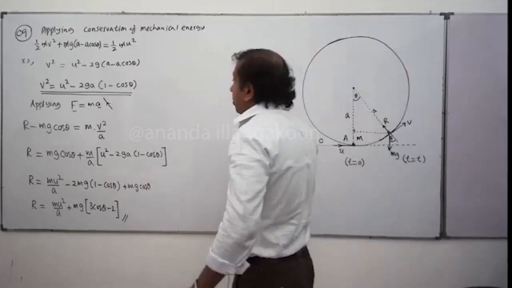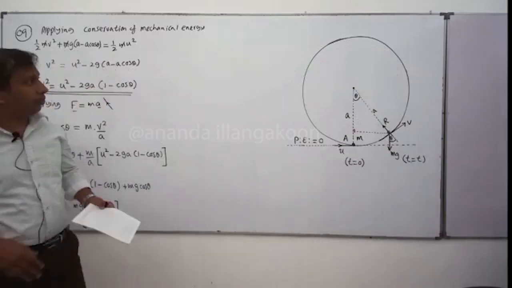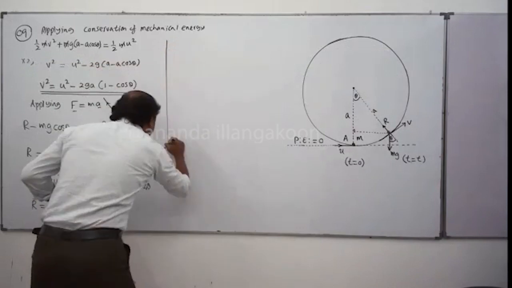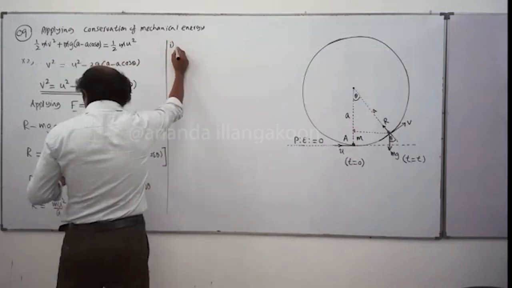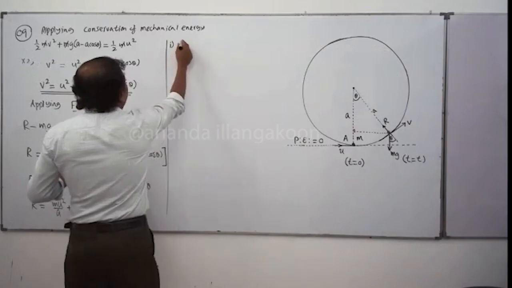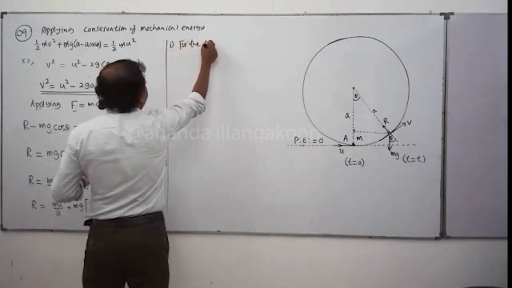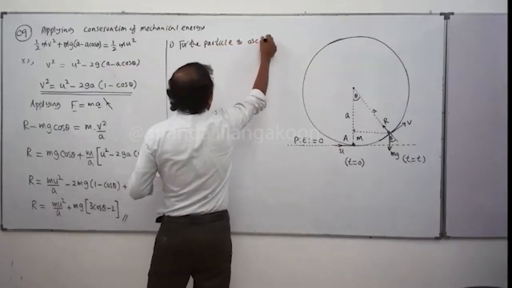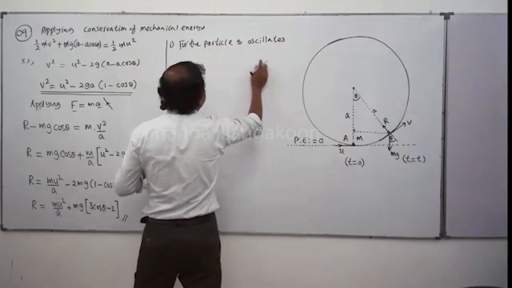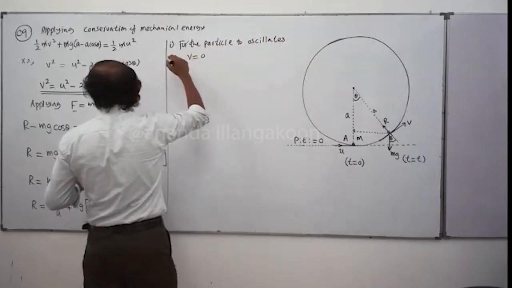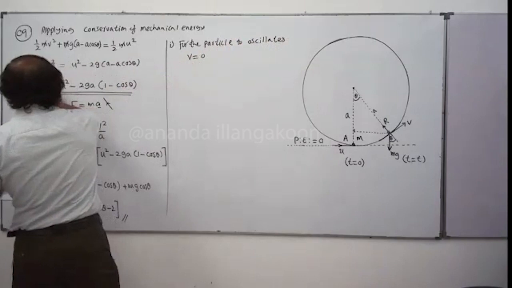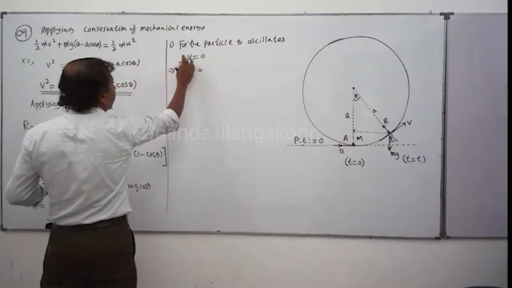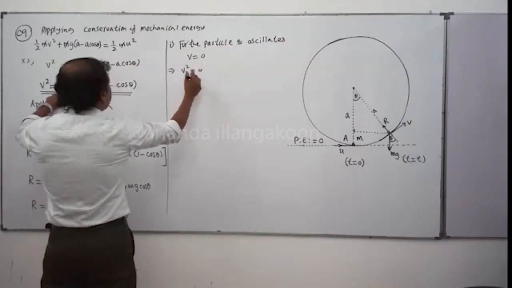Now the first condition we can obtain like this. Number 1, for the particle to oscillate, this should be 0. That means v equals 0, which means v squared is 0, no? V 0 means v squared 0. V squared 0 means this.